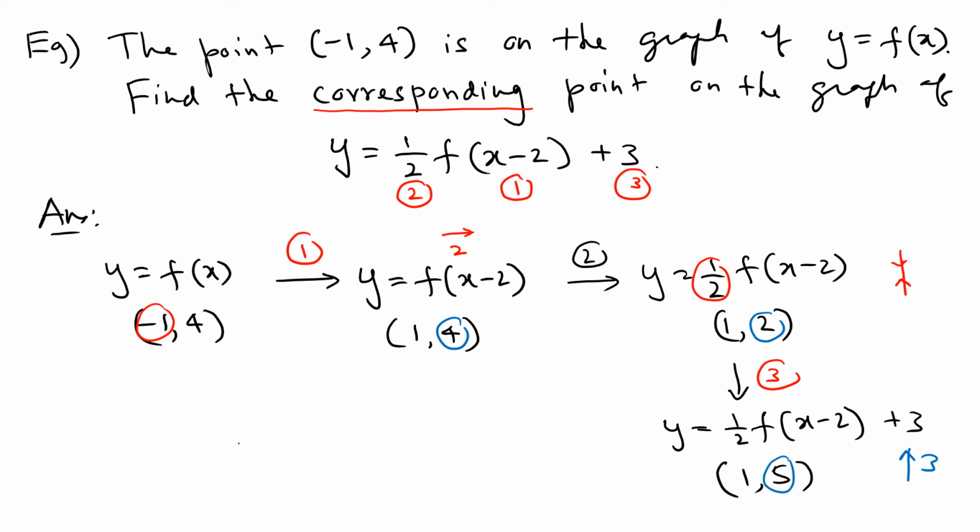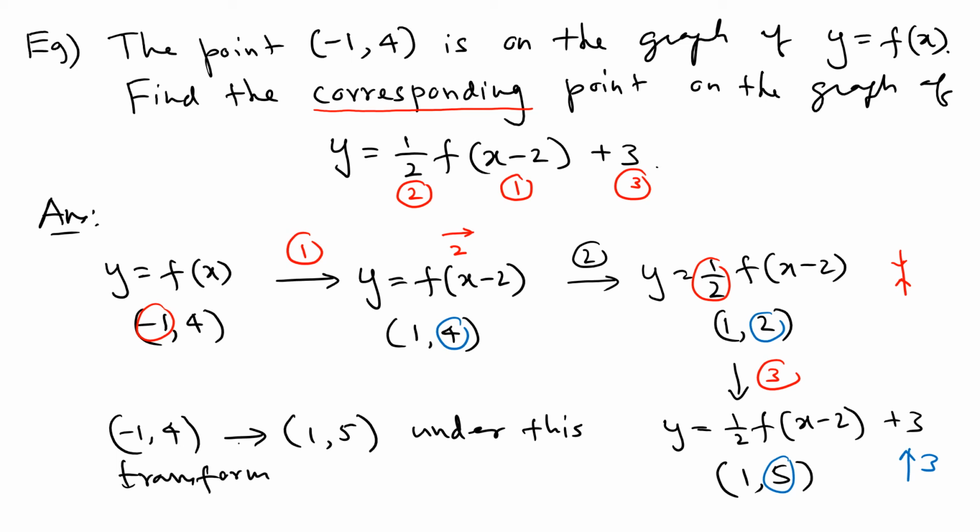That is the image of that. That means negative 1, 4 now transforms to 1, 5 under this transformation. Okay. So that means you can say negative 1, 4 transforms to 1, 5 under this transformation. Good. Okay, that's about that. So it's not that difficult, but that's how we do it. So go step by step, and every time you see what is the new coordinate.